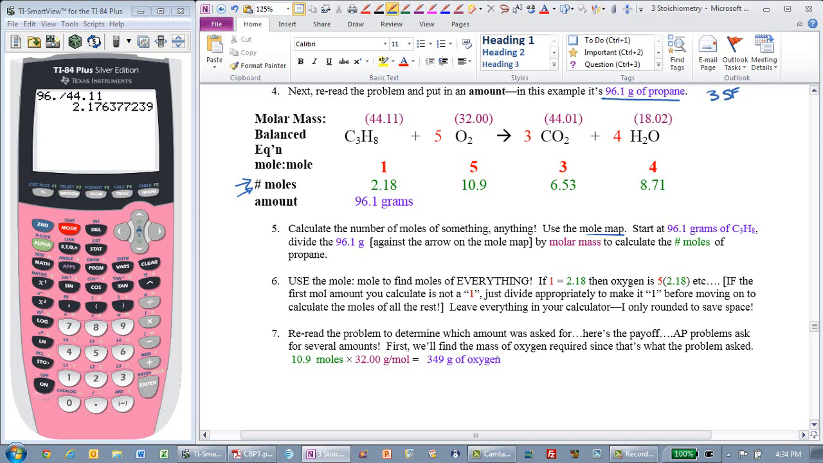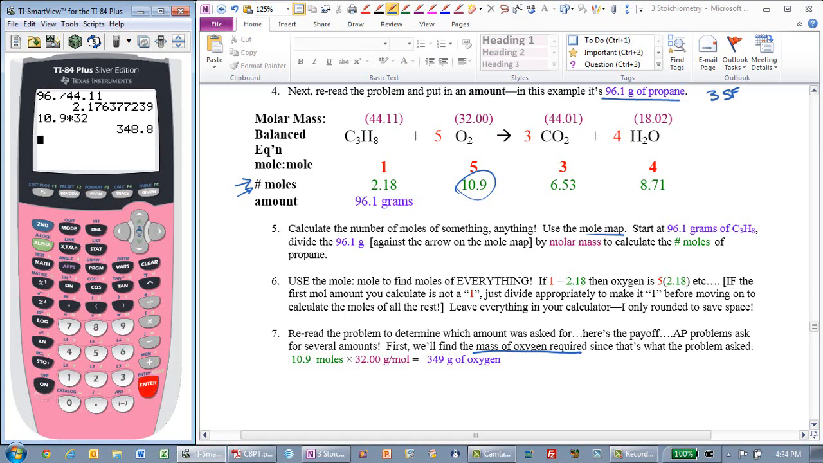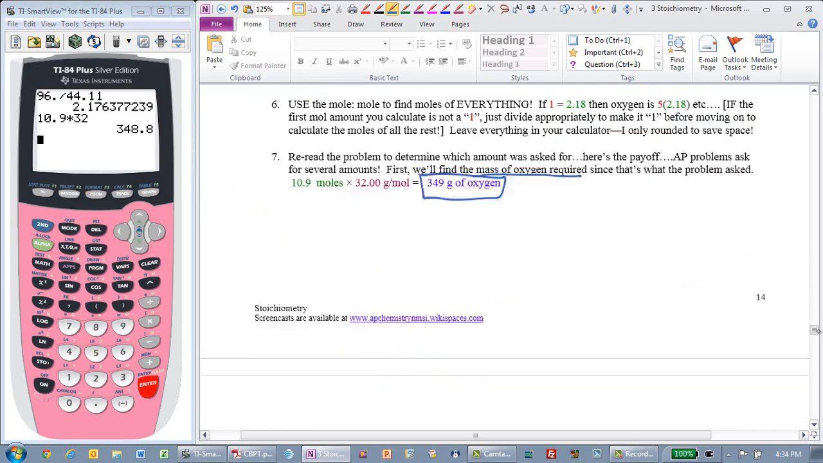So what do they really want? They want first for us to find the mass of oxygen required. Well, go to oxygen and see that it is 10.9 moles. So I need 10.9 times its molar mass, and its molar mass is 32. Twice times 16 is 32. I don't need a calculator for that. So I get 348.8 as my answer, but we'll round it to 3 sig figs and call it a lovely 349. So 349 grams of oxygen at this point.